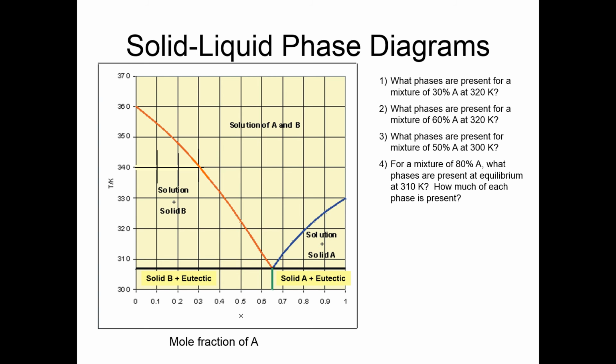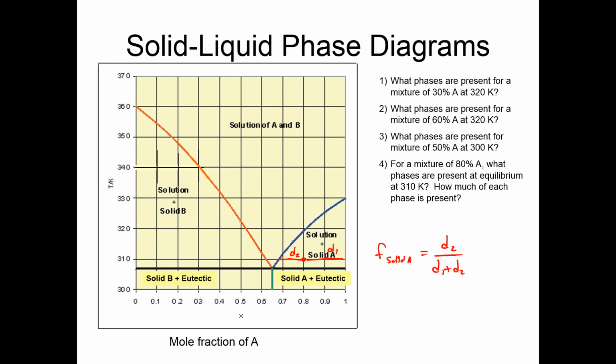Okay, so for a mixture of 80% A, what phases are present at equilibrium at 310, and how much of each phase is present? Here is my solution plus solid A, and I can just use the lever rule. This is going to be distance 2, let's say that's distance 1, and so the fraction of solid A is going to be distance 2 over distance 1 plus distance 2.